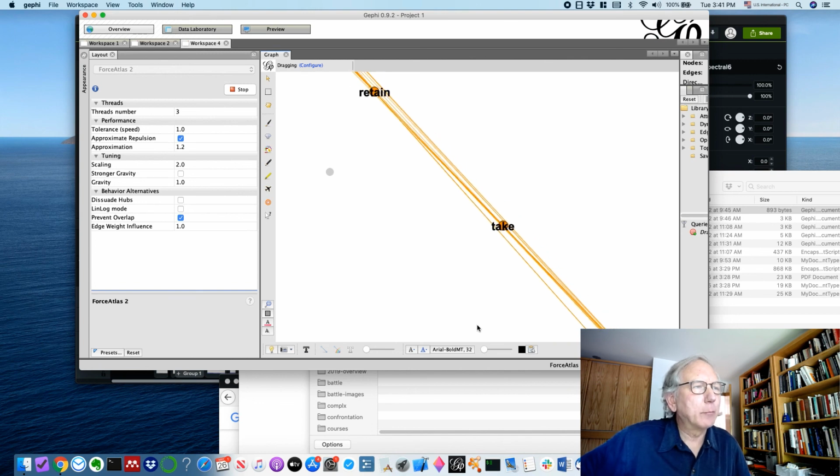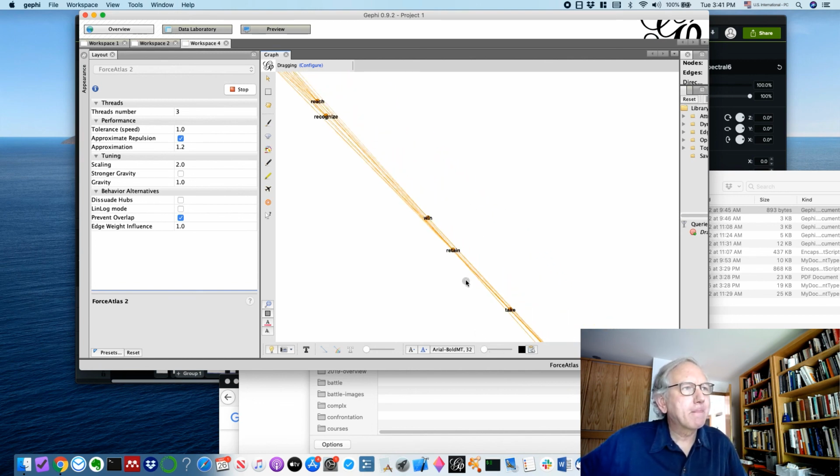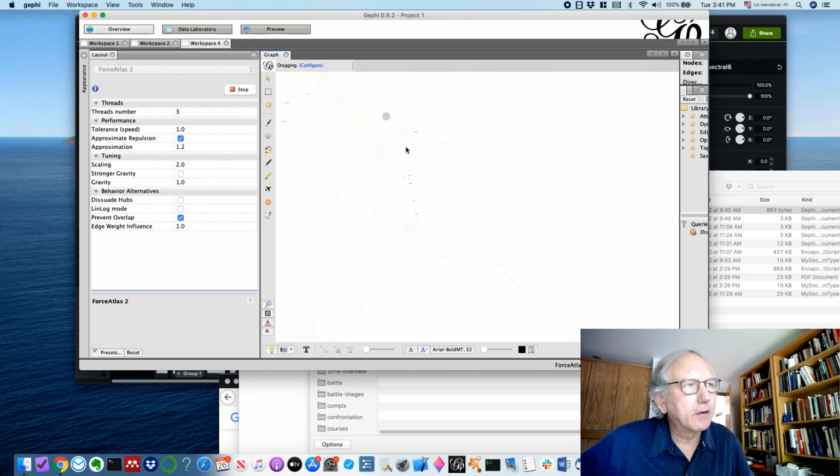Well, you've got bare forms of verbs, obviously. Retain, win. Okay, so these words are linked to one another and they're morphologically closely related. Okay, I want to show you something similar for French.